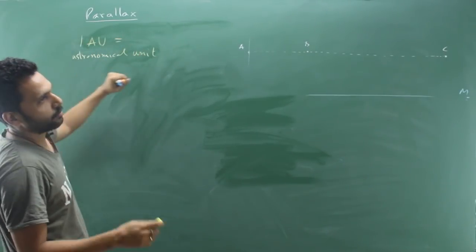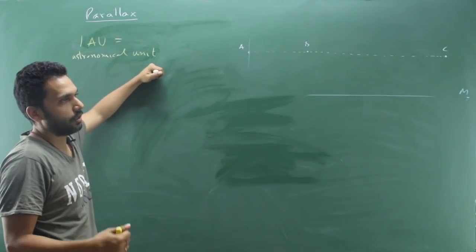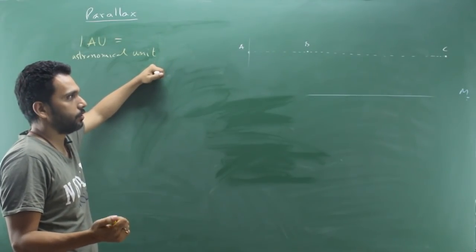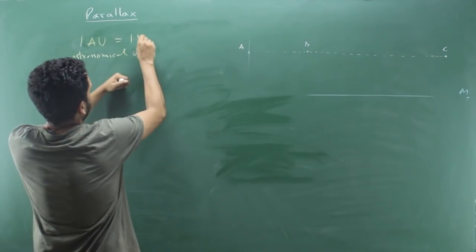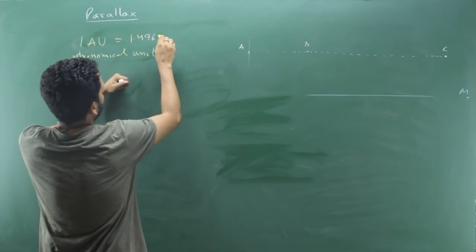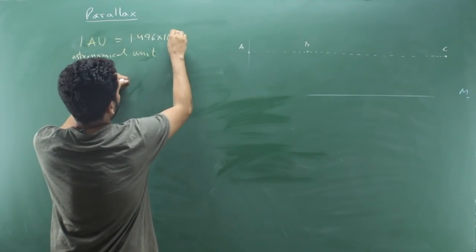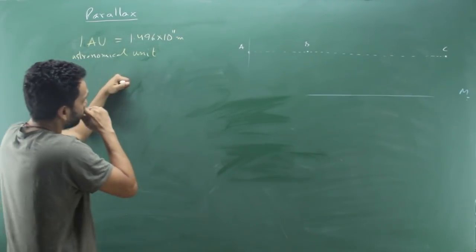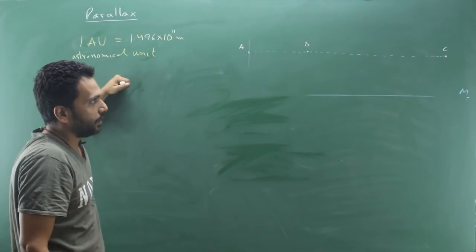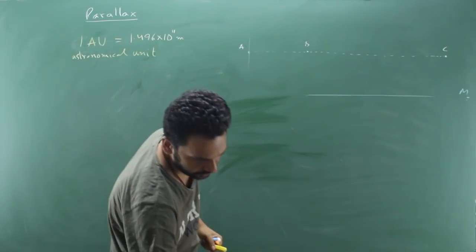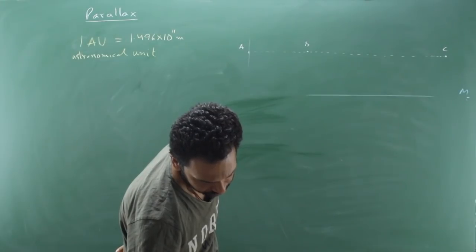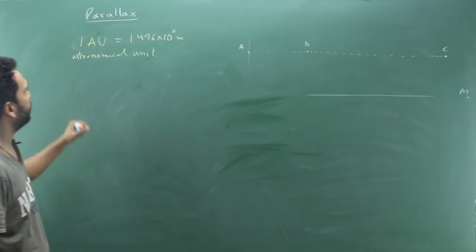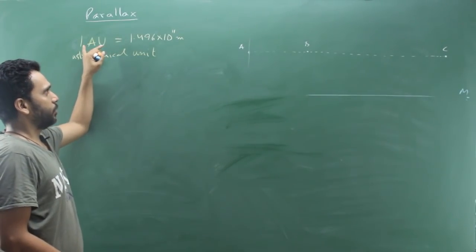An astronomical unit is the average distance between Earth and the Sun, because Earth and Sun don't have a fixed distance, since the orbit of the Earth is elliptical. It is roughly 1.496 into 10 power 11 meters, I guess it is written in the books. So I'll just verify this number. Yeah, I think that's right. So that's the average distance between Earth and Sun.